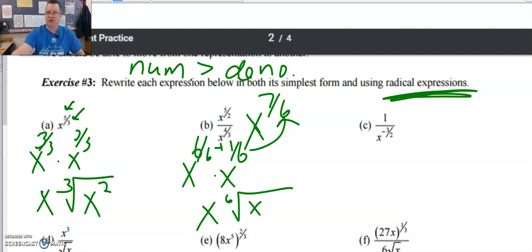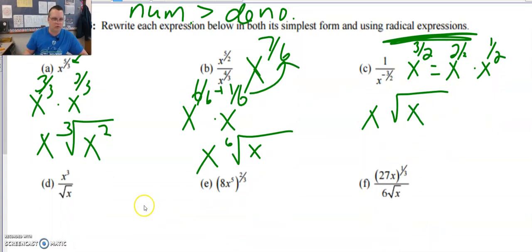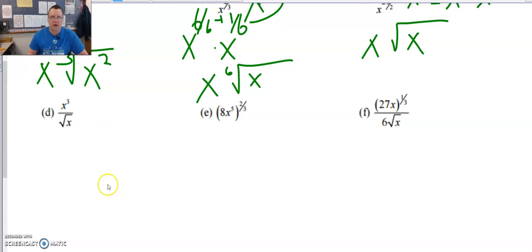This one is a little easier, because you don't have x in the numerator. So this becomes x to the 3/2. And then that will equal x to the 2/2 times x to the 1/2. x to the 2/2 is x. x to the 1/2 is just the square root of x. One of your rules.